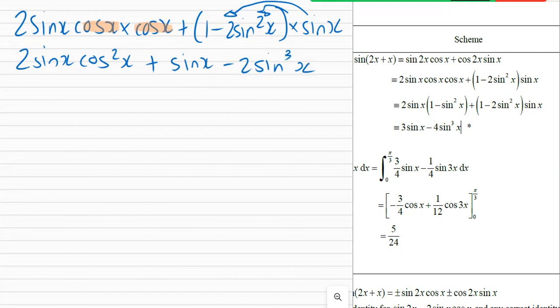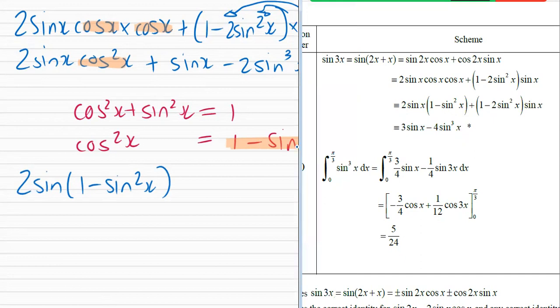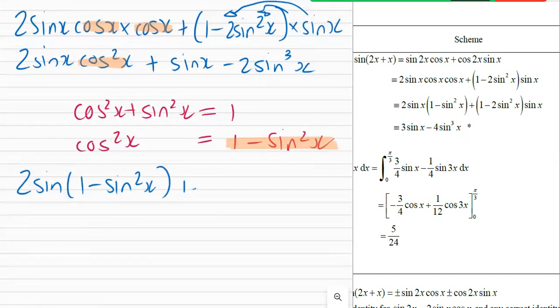Next thing we can change is the cos squared x. Cos squared x plus sine squared x equals 1. So that means that cos squared x is equal to 1 minus sine squared x. That is a manipulation. So wherever we see this cos squared x, we can instead put this. So 2 sine x, 1 minus sine squared x. This works because now we only have sine, and we only have sine in the answer. So we got rid of all of our cosines.